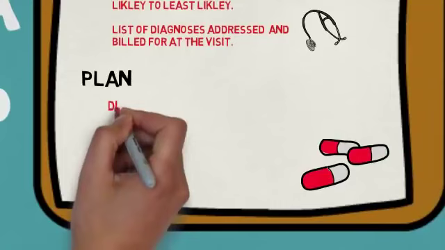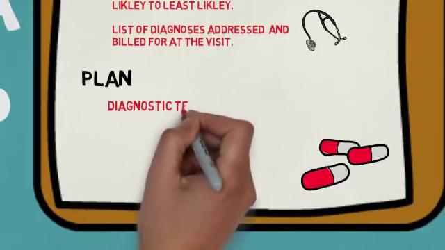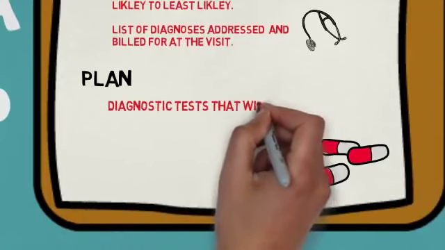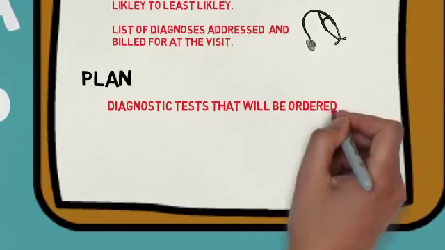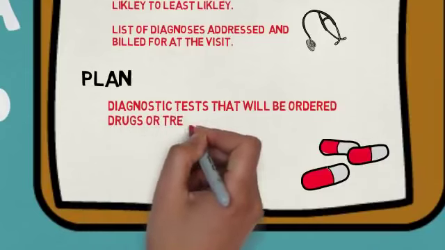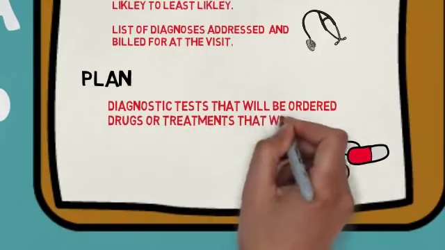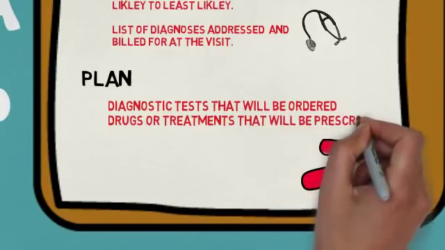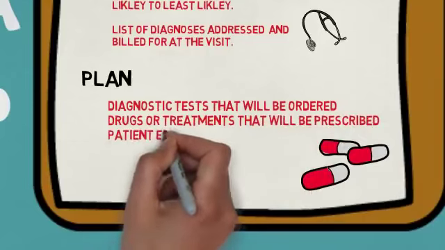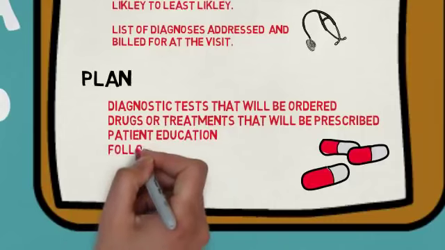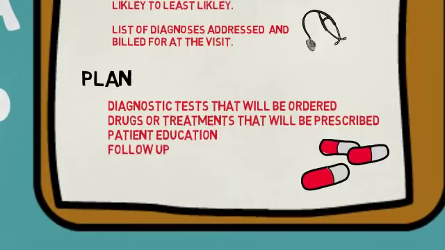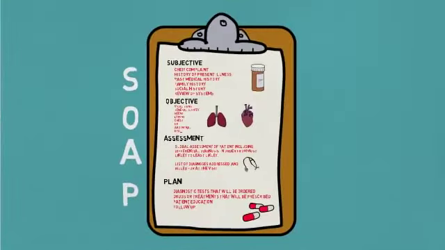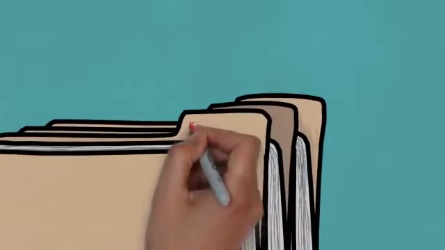Finally, the plan is where the writer gets to decide what to do. This can include ordering or requesting consultations. If it's a medical clinician writing the note, then it may include prescriptions, treatments, and diagnostics like chest x-rays. It could also include patient education and anticipatory guidance, and then directions on when the patient should follow up are also really important. Okay, so now you know the basics of the SOAP note.